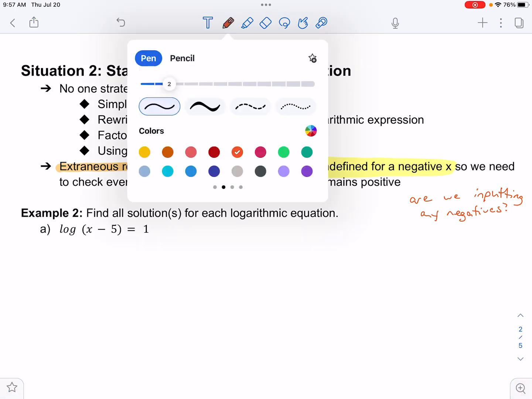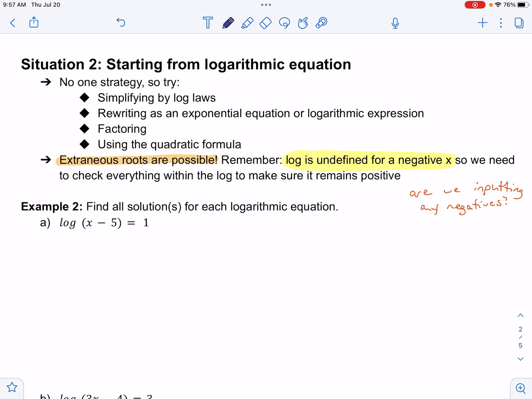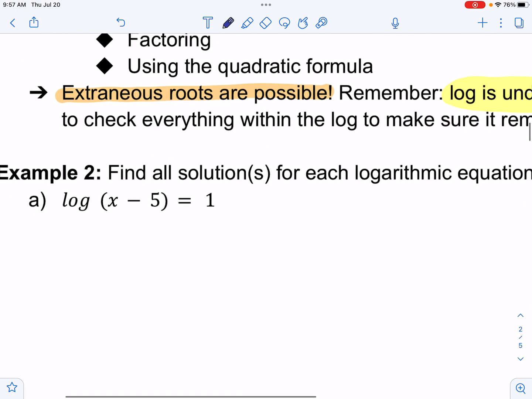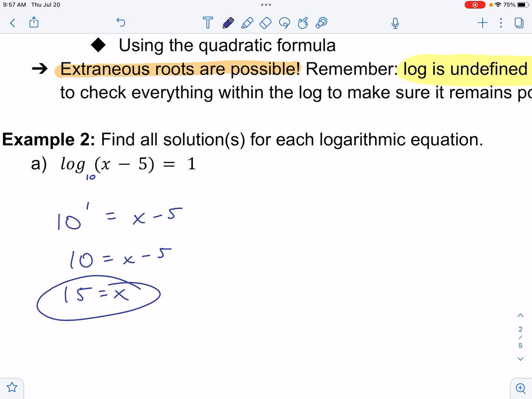Okay, so let's do our first one. Find all solutions for each logarithmic equation. Here I'm being asked log of x minus 5 is equal to 1. Remember that there's an invisible base 10 here, and the way that we rewrite this as an exponential equation would look like this. 10 to the power of 1 is x minus 5. This is pretty easy to solve. This is like a regular question. 10 to the 1 is just 10. I'm going to add 5. 15 is x. Okay, that was pretty straightforward.